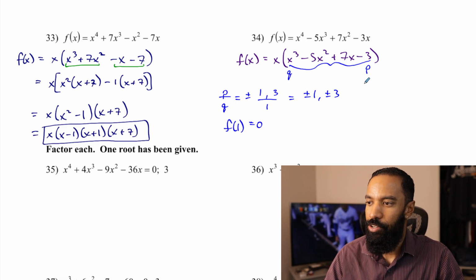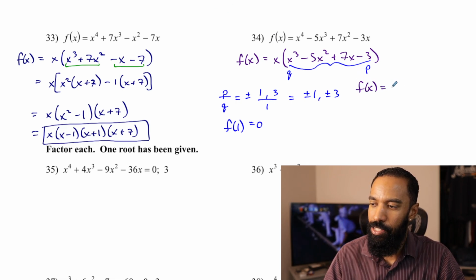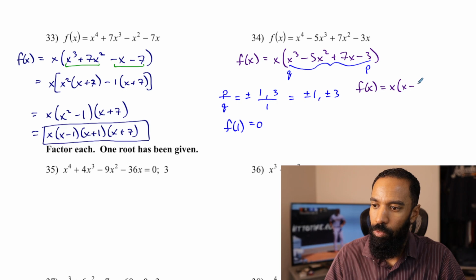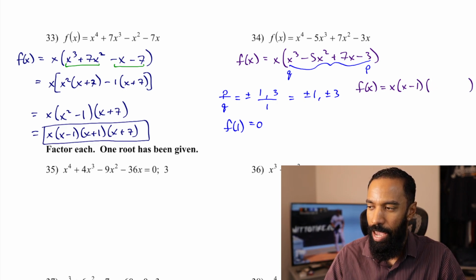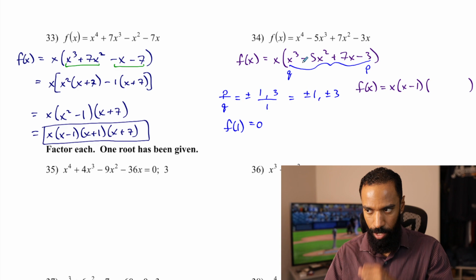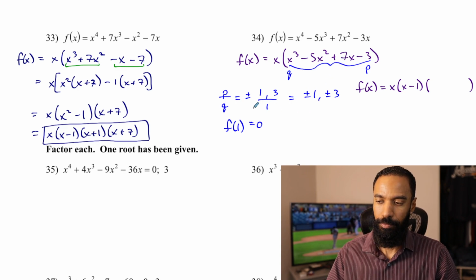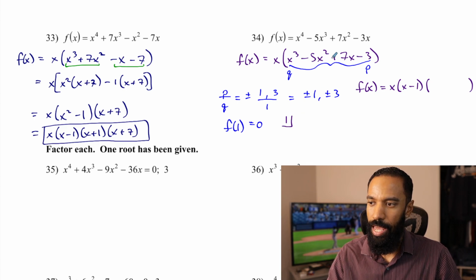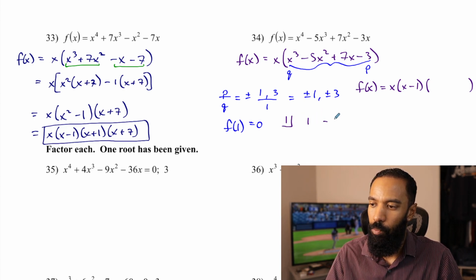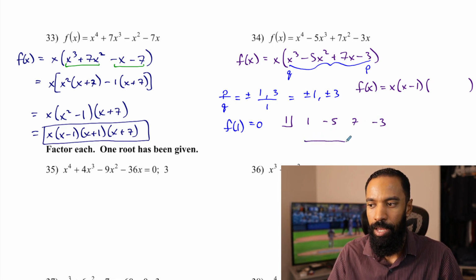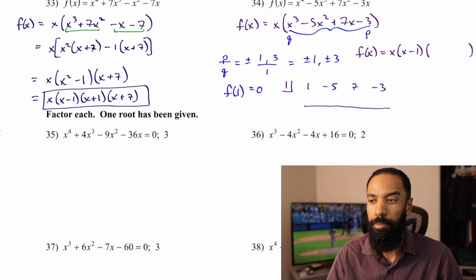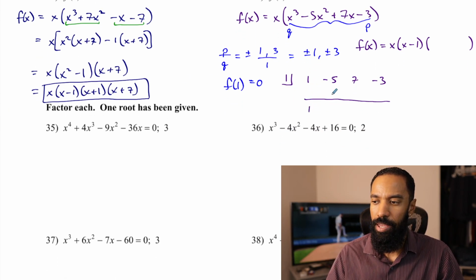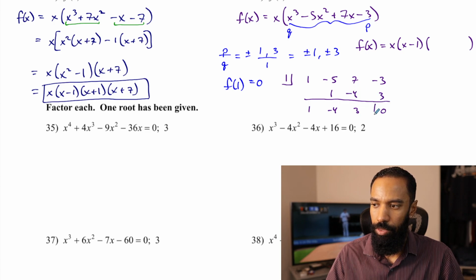So right now, as I factor this thing, it's going to look like x times x minus 1 times something. And that something will come from dividing this by x minus 1, which means use the 1 root with synthetic division on this right here. 1, negative 5, 7, negative 3. And I should get a 0 remainder this time. Every time I use synthetic division from here on out, I'm probably going to be getting 0 remainder because of what's going on here. So there's my 0 remainder.